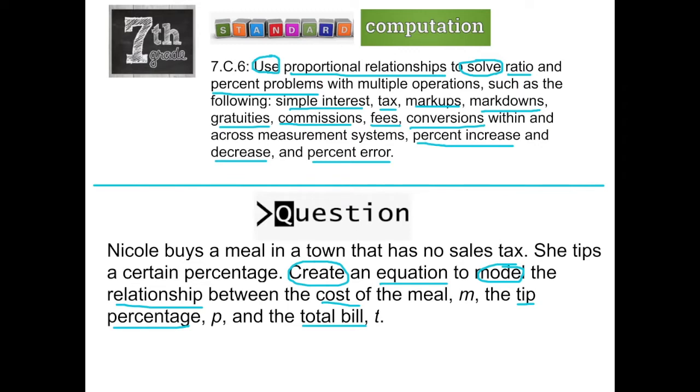Today's question: Nicole buys a meal in a town that has no sales tax. She tips a certain percentage. Create an equation to model the relationship between the cost of the meal, M, the tip percentage, P, and the total bill, T.